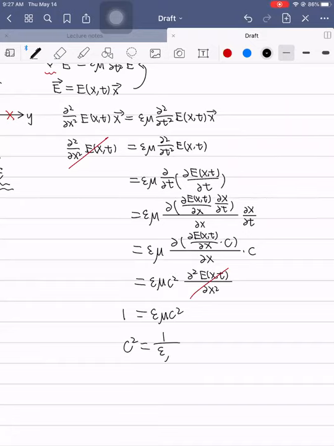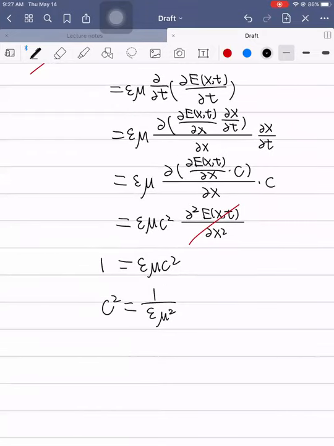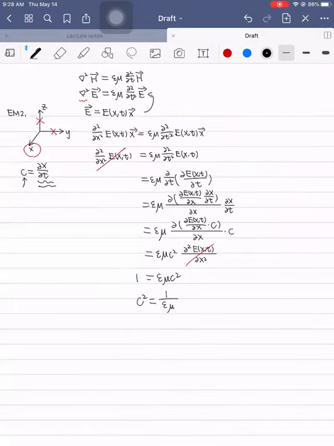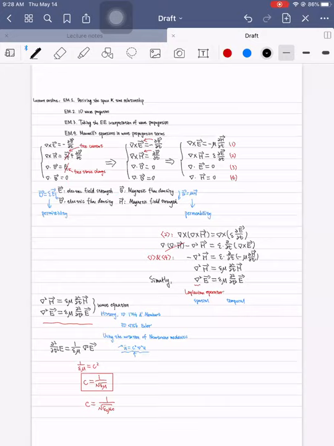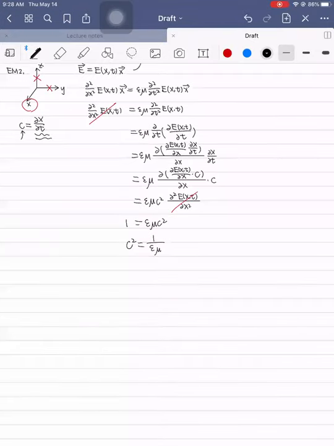It says the wave speed squared equals the inverse of the product of the permittivity and the permeability. So this result is the same as the one we just got from the analogy between our equation and the general form of the wave equation. So we can tell this is true.